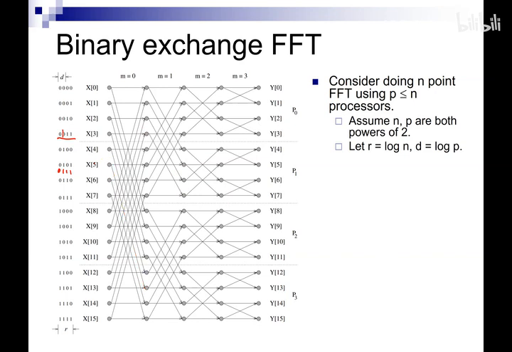Let me just erase all this stuff because we don't need it. Now suppose you have P processors. We're doing an n-point FFT, and let's say that you have P less than n processors. For simplicity, assume that both n and P are powers of 2. Now let R be the log of n, and let D be the log of P. What we're going to do is split these n points evenly among the P processors. We're going to give n divided by P values to each processor, and each processor will also produce n divided by P output values.